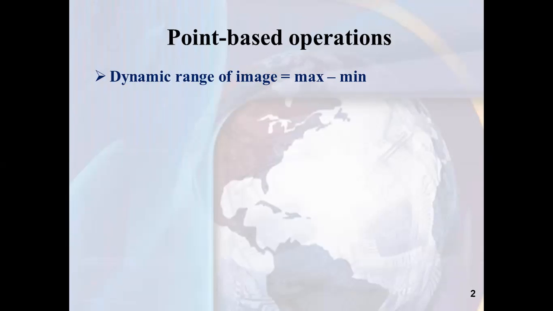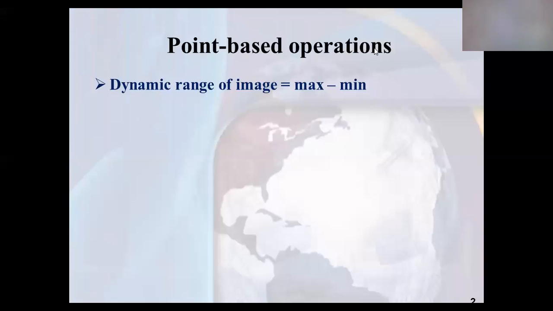But now, in the first part of this chapter, we talk about the range or dynamic range of an image. So what is the dynamic range of an image? The dynamic range of an image is the value of the maximum minus the value of the minimum.